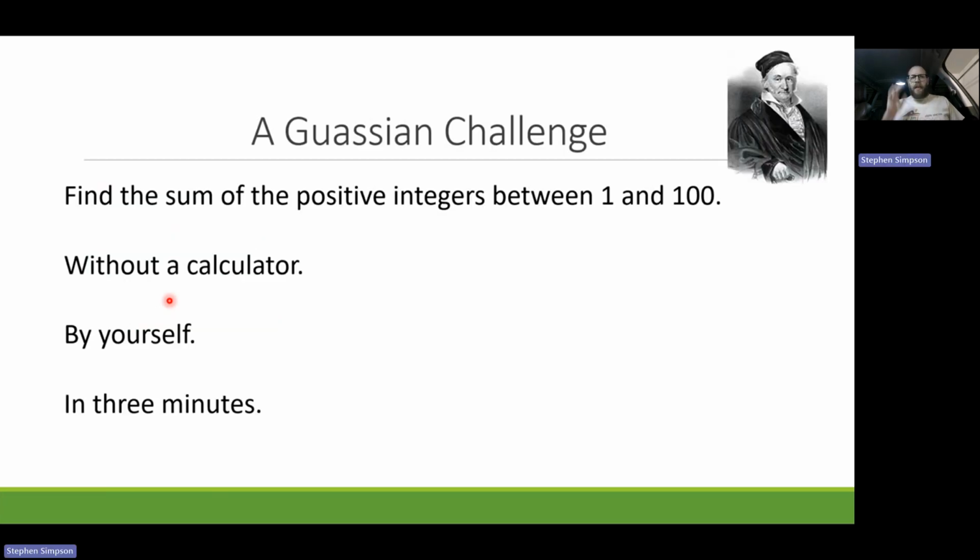First, I'm going to ask you at several points during this presentation to pause it and to try a problem. And this is the first time I'm going to ask you to do that. You are going to find the sum of the positive integers between 1 and 100 without a calculator by yourself in 3 minutes. Is that even possible? Yes. Pause me and try it.